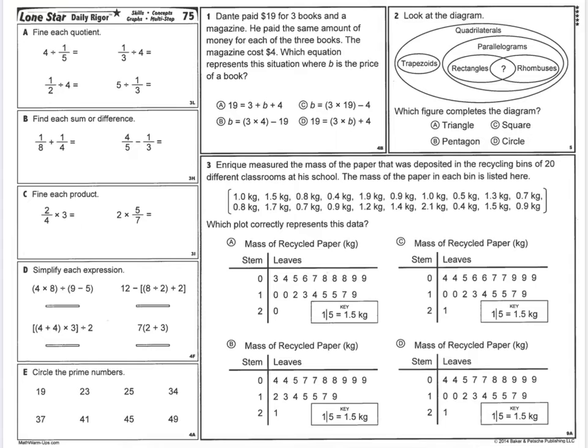A says find each quotient. You have been doing this all last week. It's keep, change, flip. Start with a whole number, your answer is going to be a whole number. Start with a fraction, your answer is going to be a fraction.